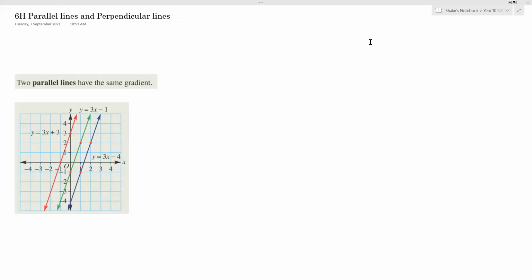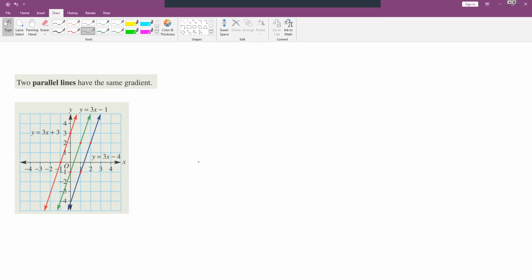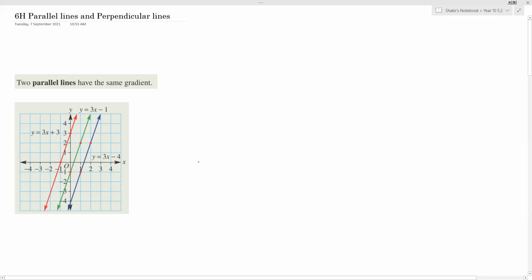Welcome to the lesson on exercise 6H, which is all about parallel lines and perpendicular lines. Now, parallel lines have the same gradient. We can see an example of parallel lines on the screen. You can see three lines here, red, green, and blue, and they have the same gradients. They are parallel. They will never, ever meet. That's what a parallel line is. Parallel lines never meet. And we're going to be looking at these mathematically in a second.